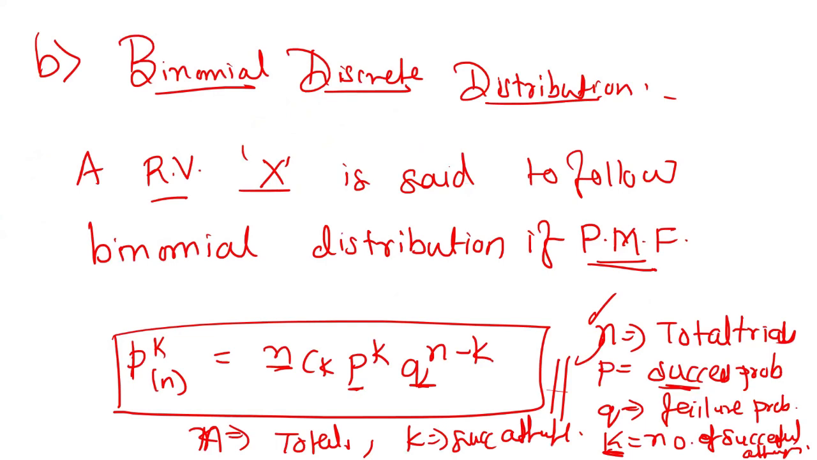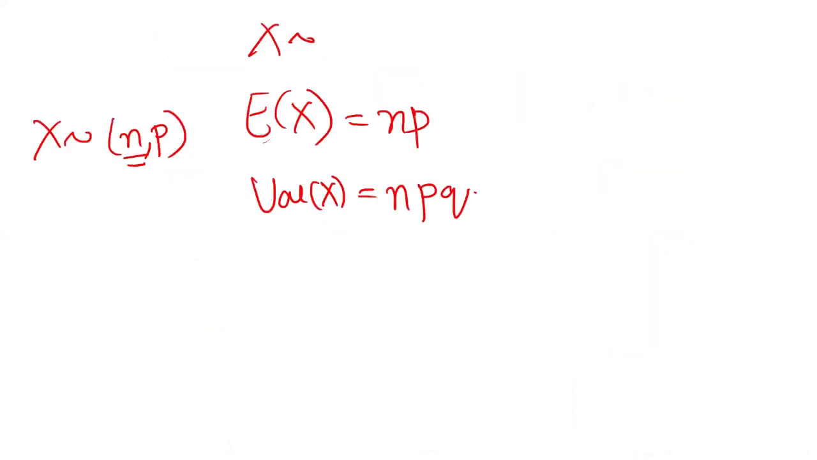A random variable x is said to follow binomial distribution if the PMF follows nCk, p raised to k, and q raised to n minus k, where n is the number of total trials, p is the success probability, q is the failure probability, and k is the number of successful attempts. That is the binomial discrete distribution. That is very important, in which expectation of x is given as np and variance of x is given as npq, where n is the total number of attempts, p is the success probability, q is the failure probability.